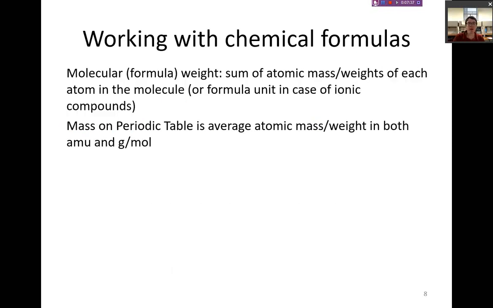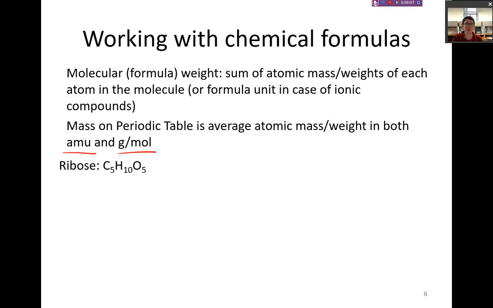So let's talk more about the chemical formulas and determining the molecular formula of a molecule. The molecular weight, or the formula weight, is where you take each individual atomic mass and you sum them up. This uses the masses that we find on the periodic table, and you can do it both in terms of AMU or in terms of grams per mole.